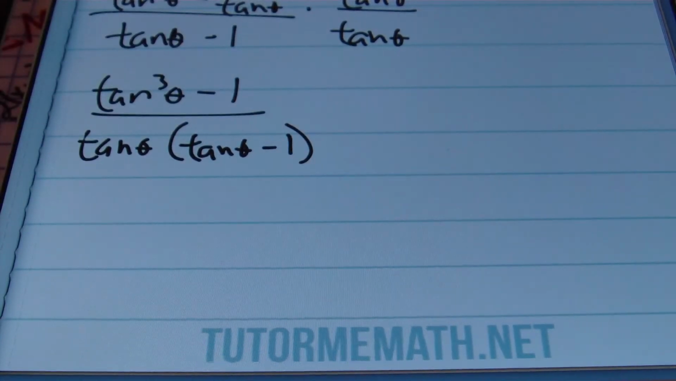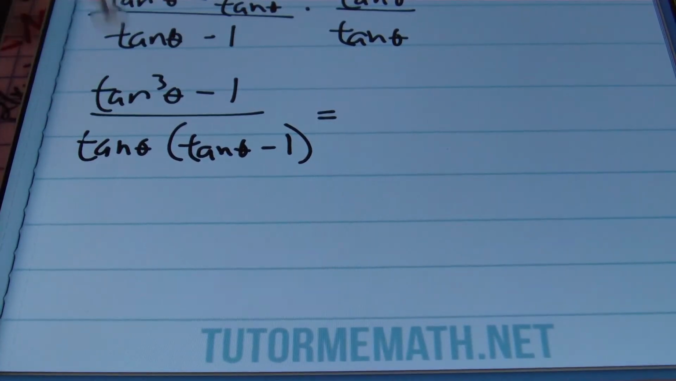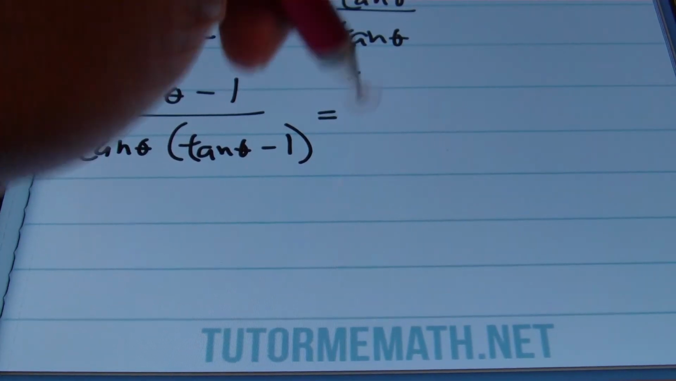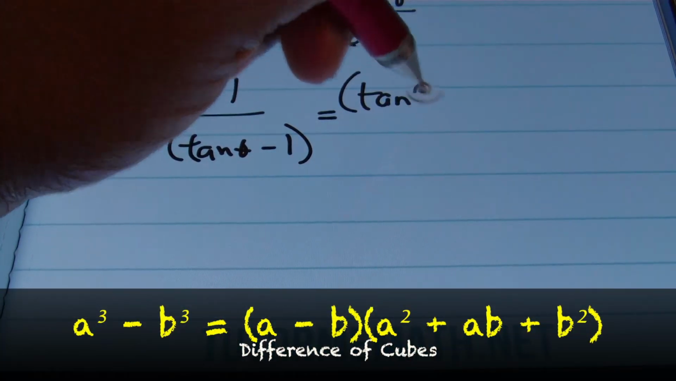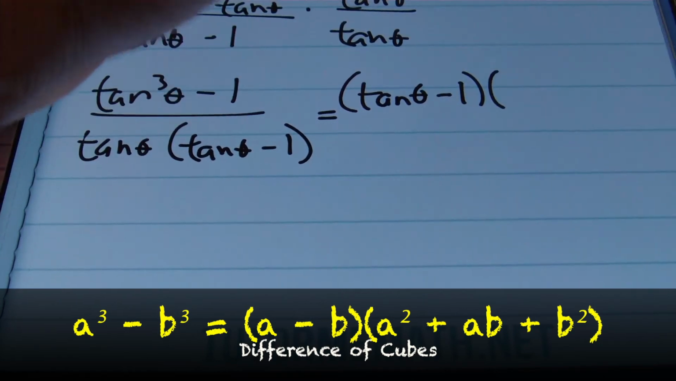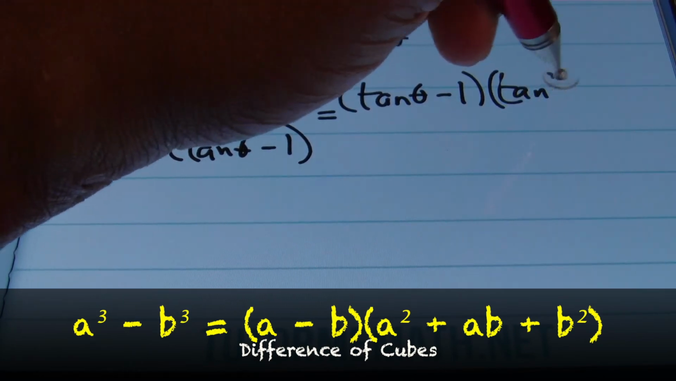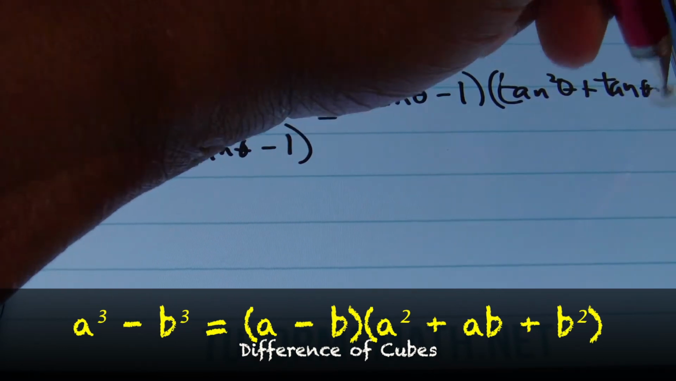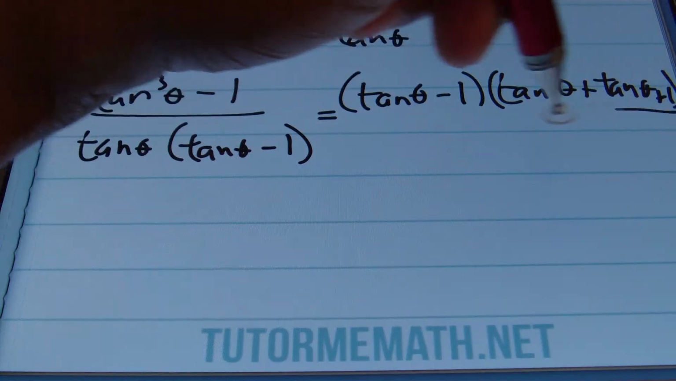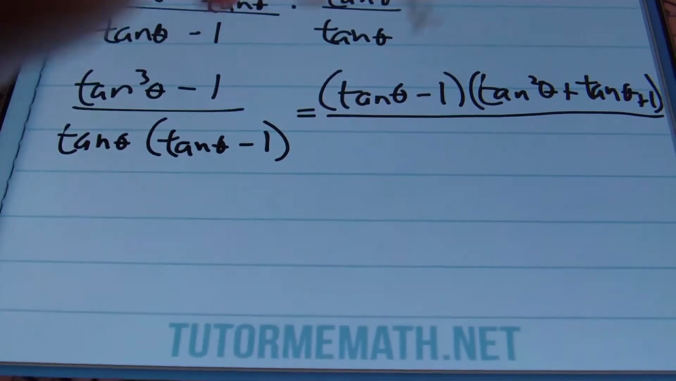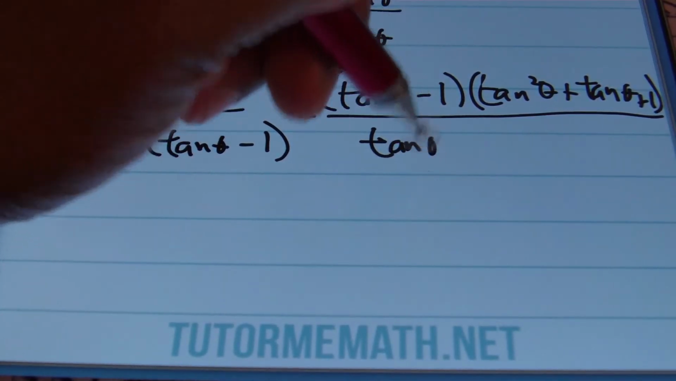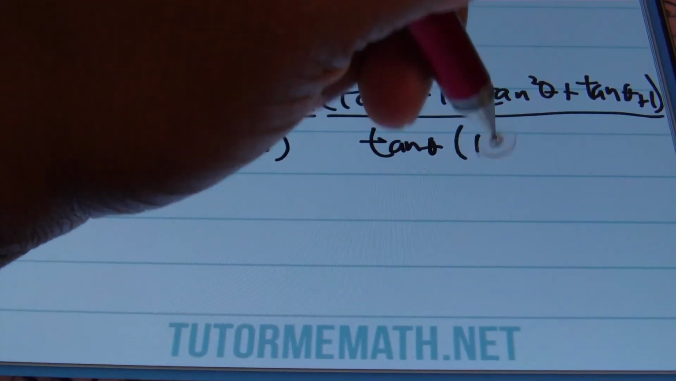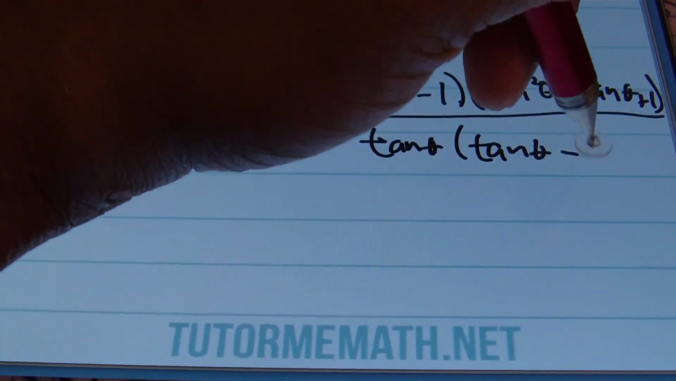Now that I have this, ladies and gentlemen, I'm going to factor this difference of cubes. Factoring this difference of cubes, we end up with tan theta minus 1 times tan squared theta plus tan theta plus 1. All of this is over our denominator, which is tan theta times tan theta minus 1.